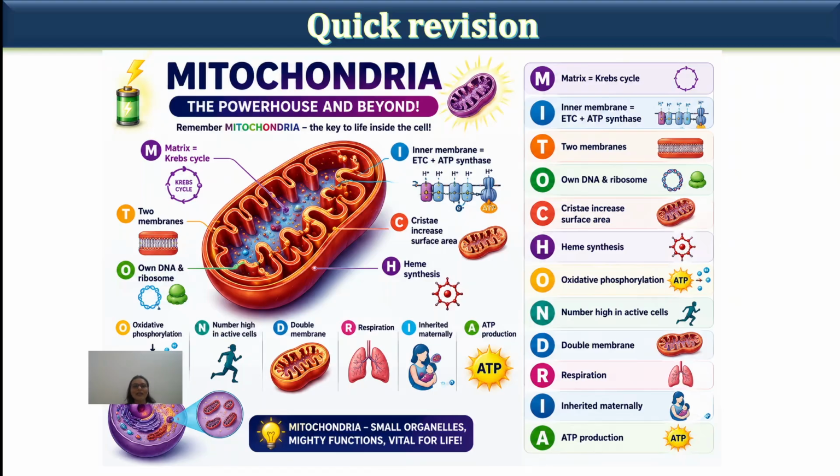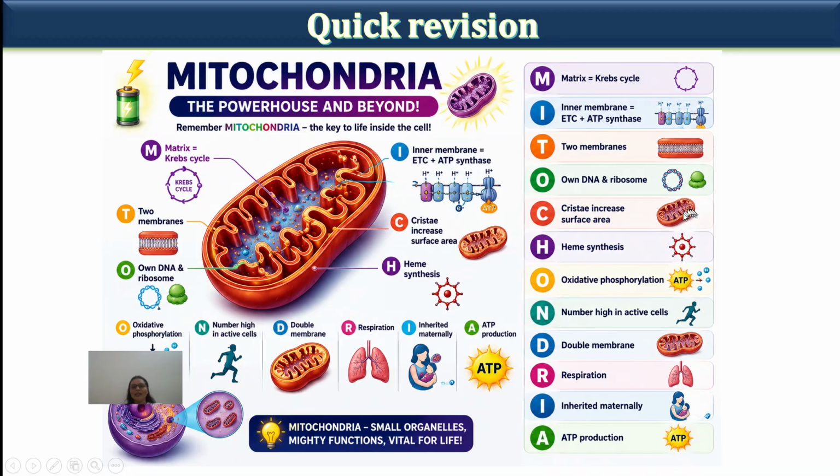So let's quickly revise the mitochondria. This is the shortcut for the meaning of the word mitochondria. M for matrix. It means the Krebs cycle occurs in the matrix. Inner membrane, the electron transport chain and ATP synthase are present. Two membrane structures are present. Their own DNA and ribosomes.